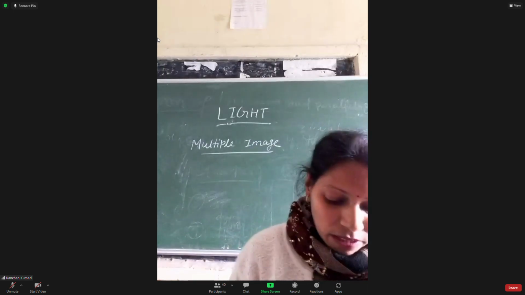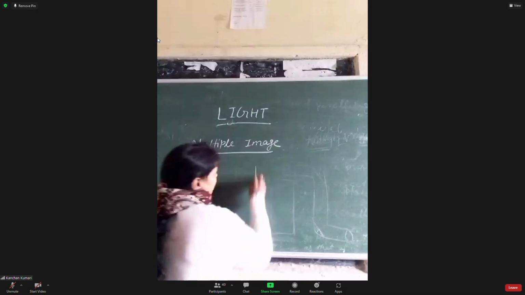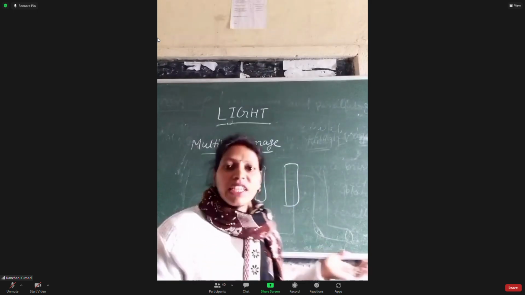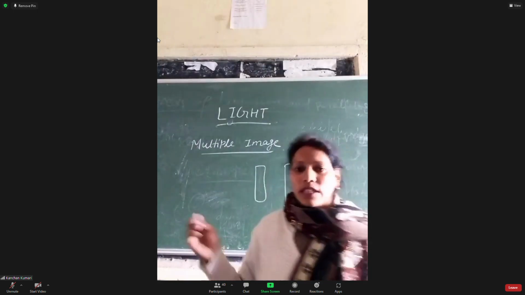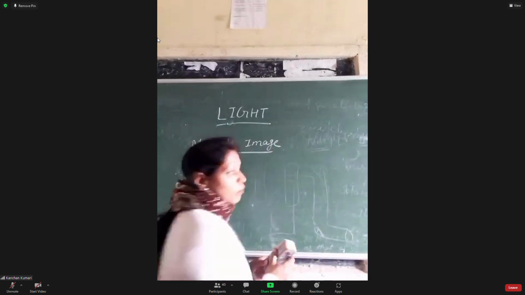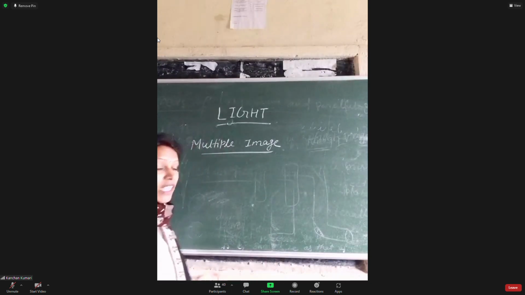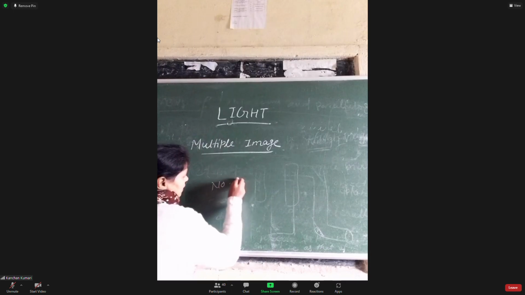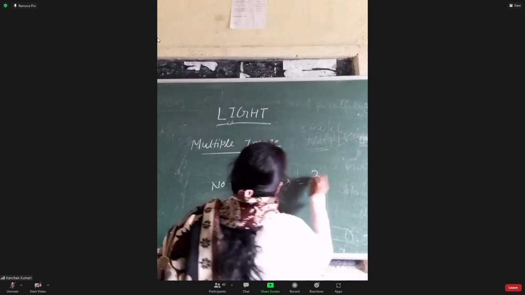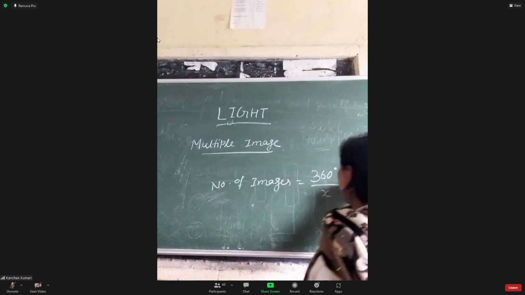When two plane mirrors are kept inclined at an angle, suppose there are two plane mirrors inclined at the same or different angles, they will make different numbers of images. The number of images can be calculated by 360 degrees divided by whatever the angle is, minus 1.